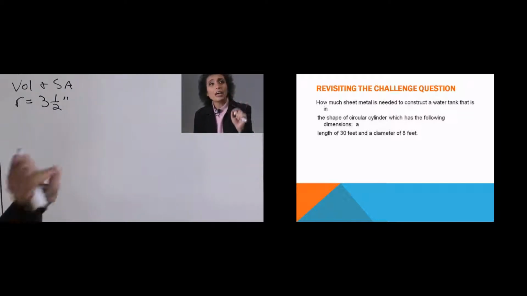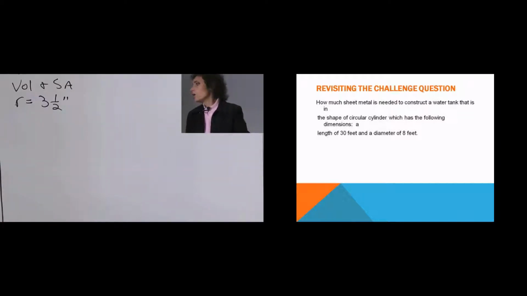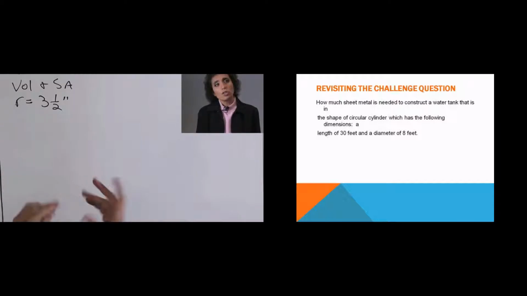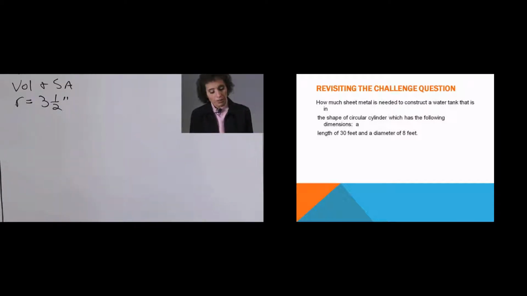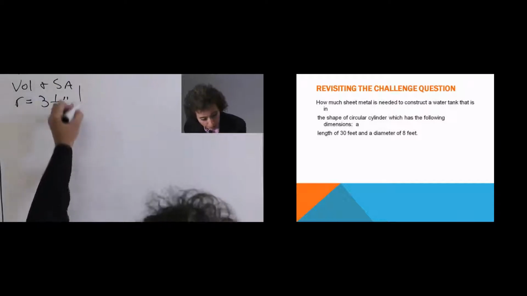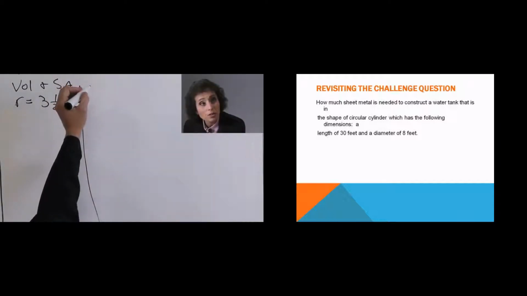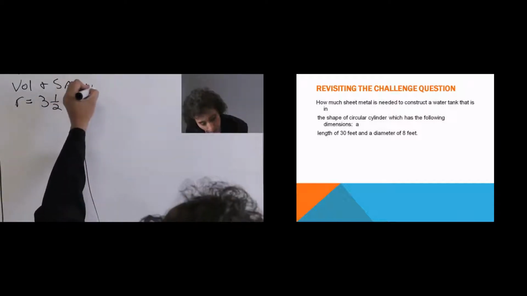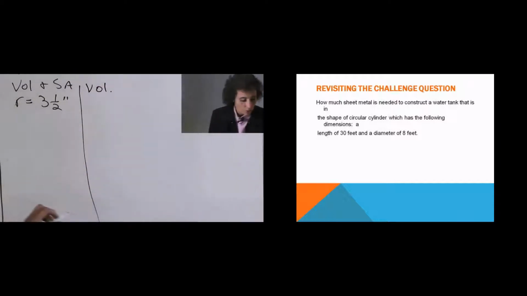It says give the exact volume and surface area, then use the approximation 22/7 for pi. Okay, so I'm going to do it two ways. I'm going to do approximate, and then I'm going to do the exact, right? So give the exact and approximate. So here we go. Let's find the volume. Yep, both, huh? Okay, just checking to make sure I understand the question.